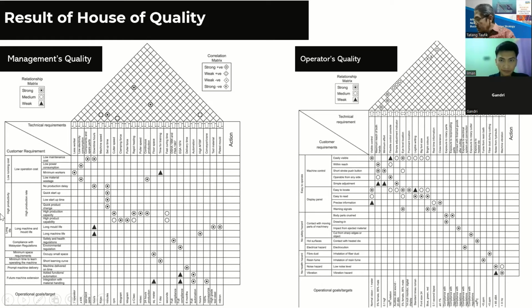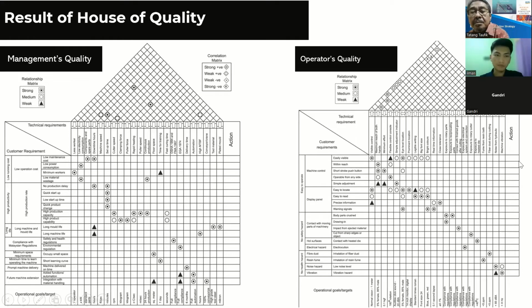The second one here is high productivity. We can see high production rate. These are no production delay, quick startup, low startup time, quick production, high production capacity, and also high product capability. And the last one is long life. For customer requirement, this is long machine and mold life. So technical requirements are long mold life and also long machine life.